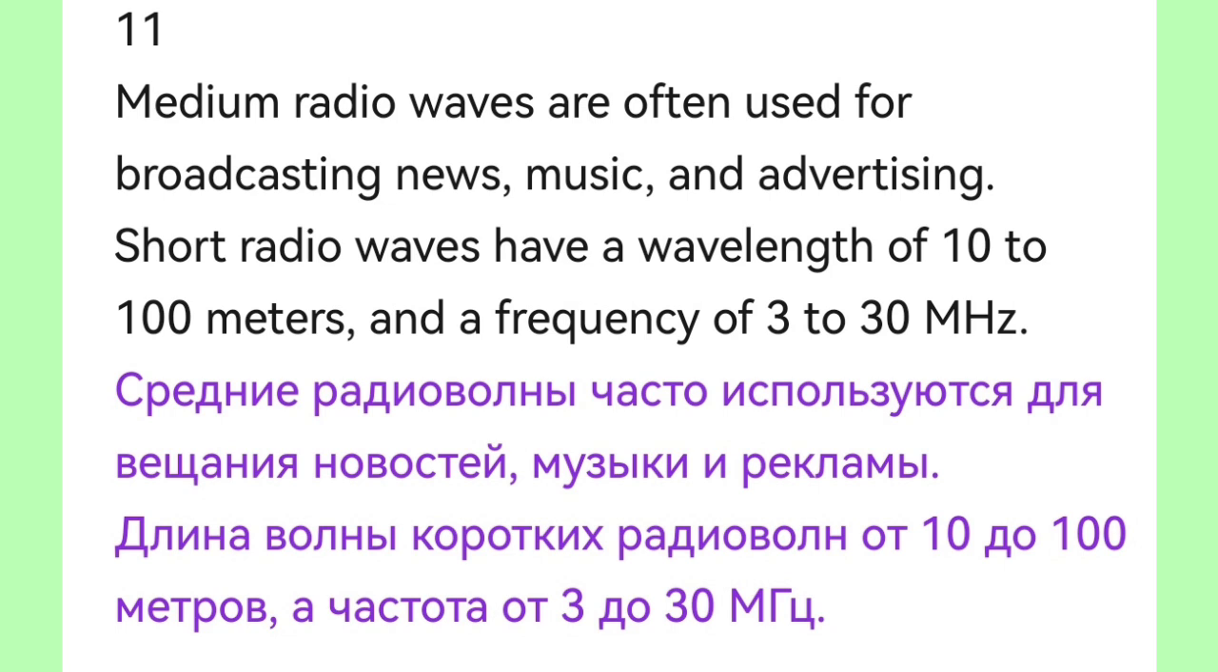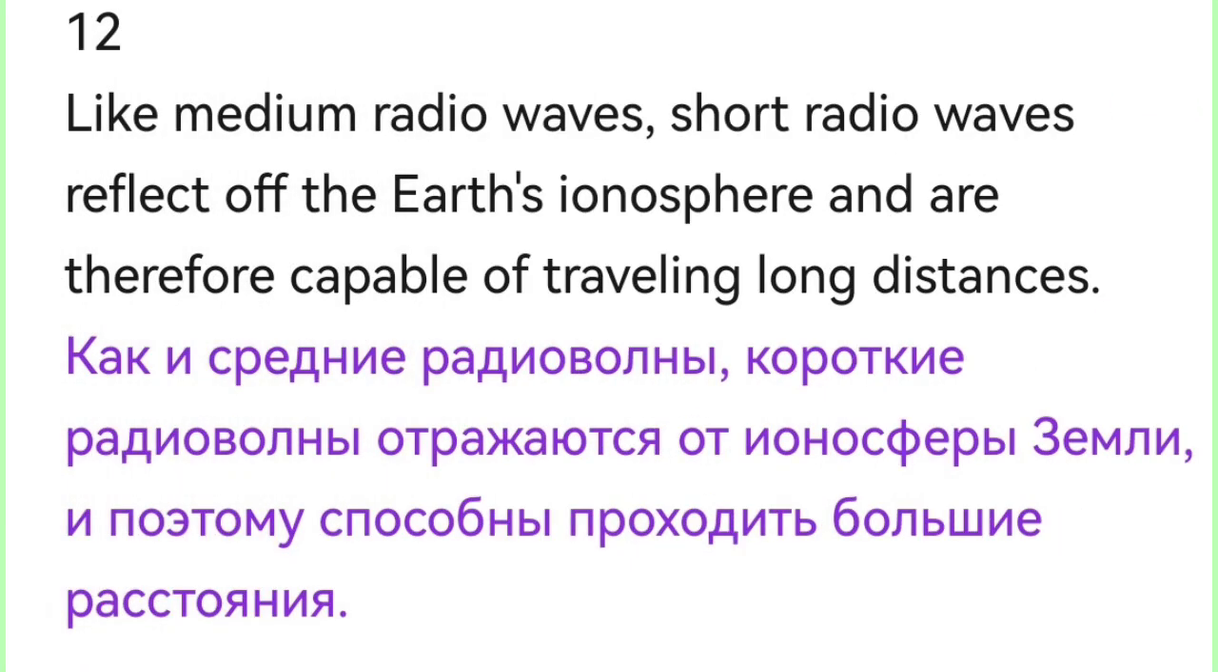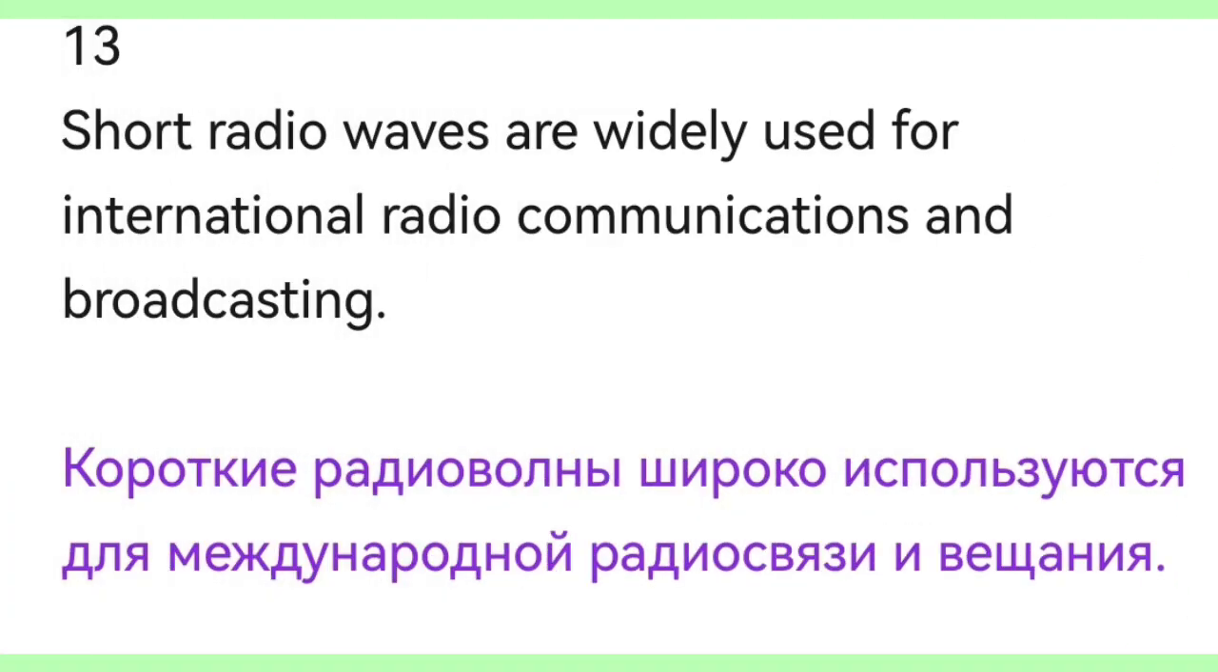Short radio waves have a wavelength of 10 to 100 meters and a frequency of 3 to 30 MHz. Like medium radio waves, short radio waves reflect off the Earth's ionosphere and are therefore capable of traveling long distances. Short radio waves are widely used for international radio communications and broadcasting.